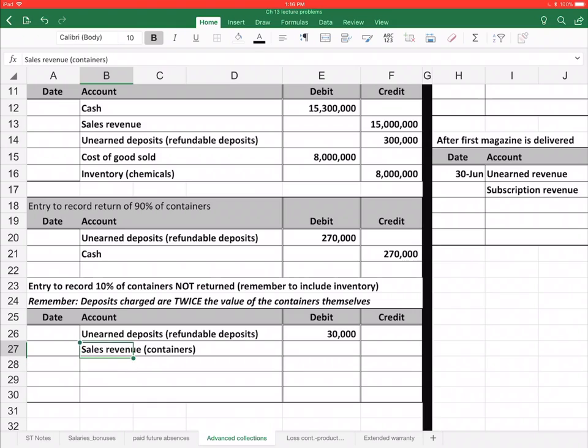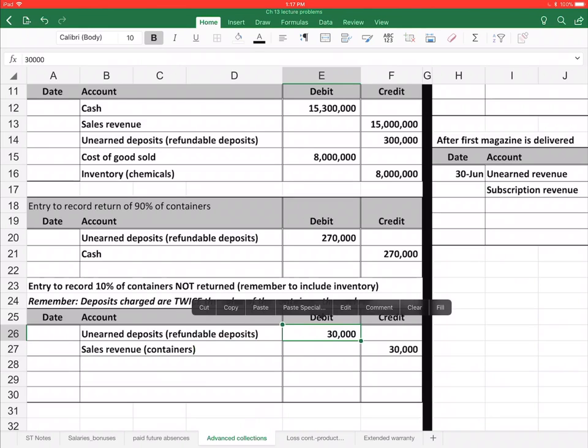This isn't sales revenue as it relates to the chemicals. This is sales revenue as it relates to those containers. And then finally, as I said, the deposits charged, the $30,000, are actually twice the value of the container itself. That means the containers that were given the deposits of $30,000 were only worth $15,000. We charged them twice the value of those containers.